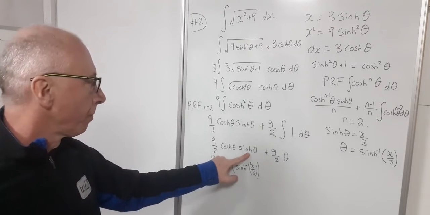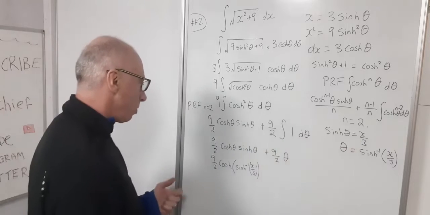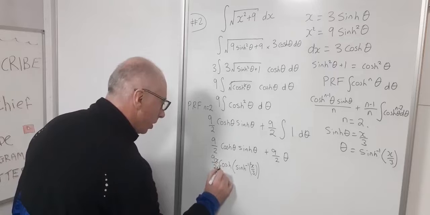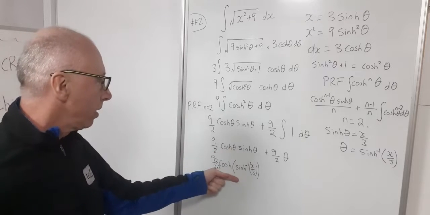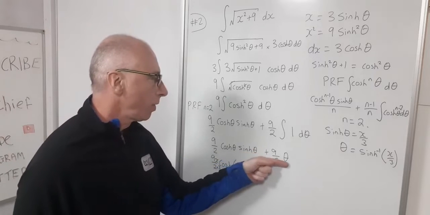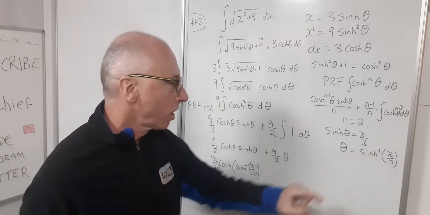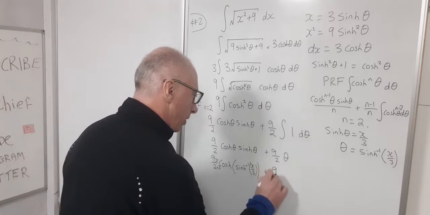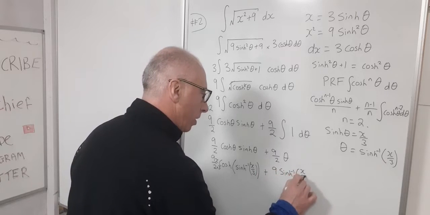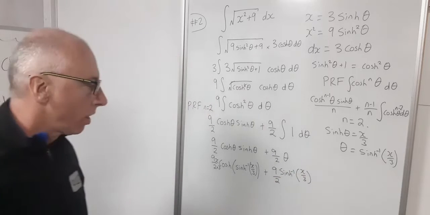And then my sinh of theta, that's just x over 3. So this is all multiplied by x over 3, so 9x over 2 times 3. Now all of this is included in this. And now here I've got 9 over 2 theta. Well, theta is the inverse sinh of x over 3. So now I've got to add on 9 inverse sinh of x over 3, all divided by 2. I'm just going to leave that constant multiple there as 9 over 2.